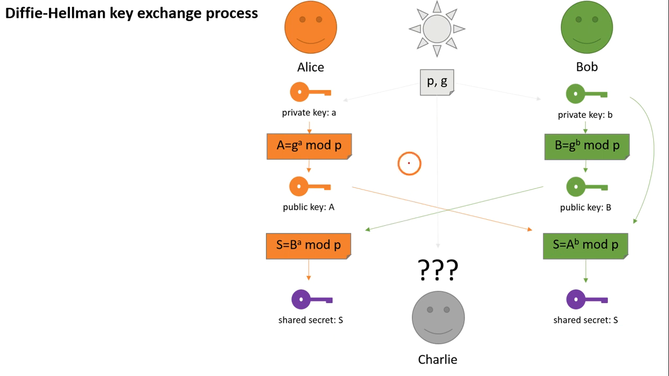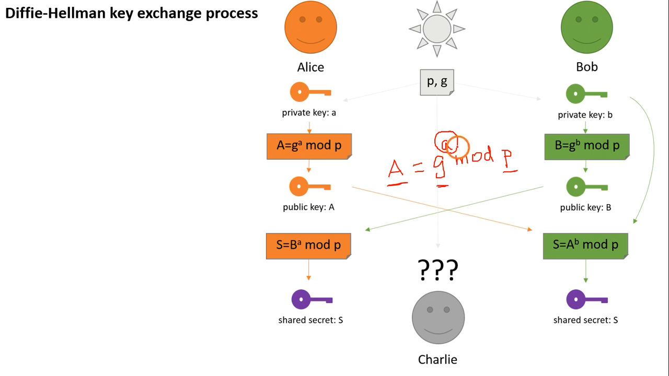Now, what is the difficulty here for Charlie? Let's say Charlie knows capital A, which is computed using G power a mod P. Charlie knows this. Charlie knows G and Charlie knows P. So the only thing Charlie doesn't know in this is small a, which is the private key of Alice.